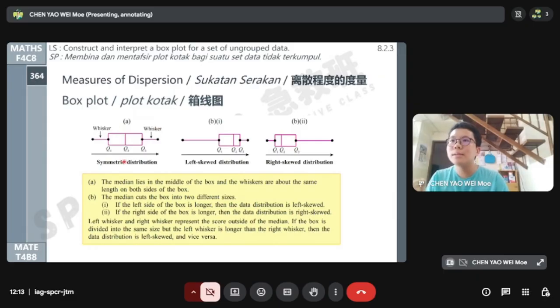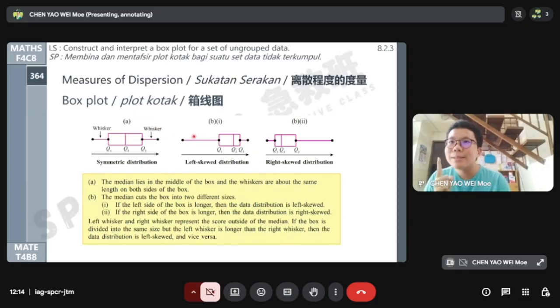Symmetry distribution means all the lines are symmetrical. No big, no small, all the same size. But if the whisker is the same, but inside the Q2, the median, is more onto the right, it means here is very big because it's left skew. But if the quartile 2 moves to the left, here we say it's very big. Here is called right skew.